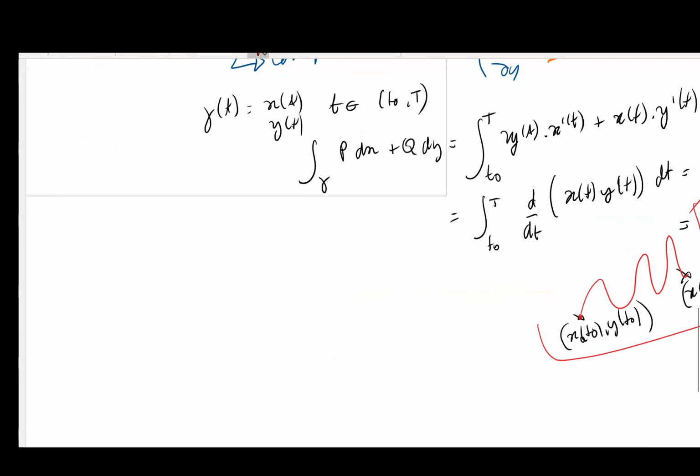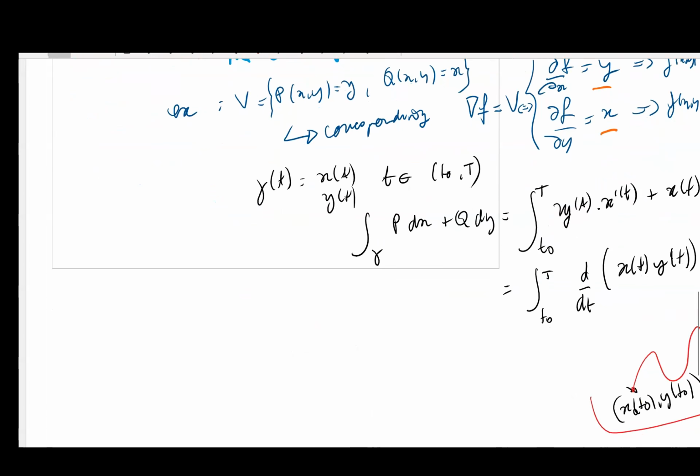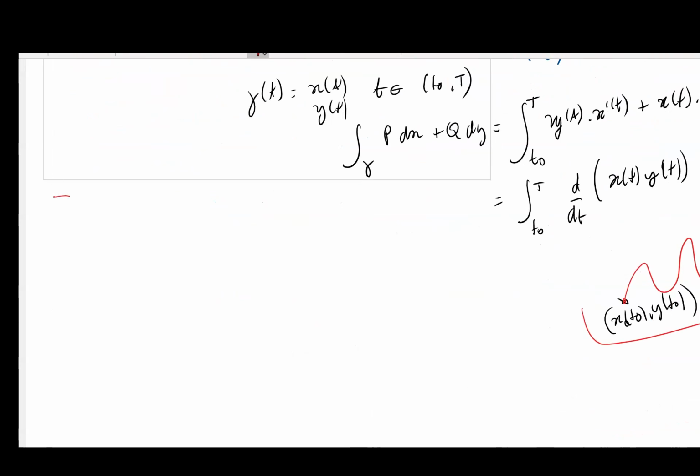Okay, so this is very, very, very important. The little thing we have to care about is that when you want to apply this property, you need to check if the vector field is conservative.